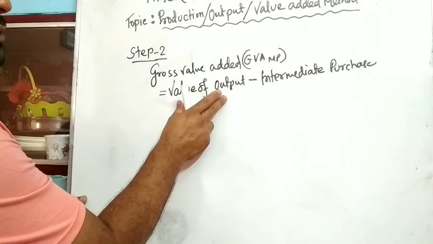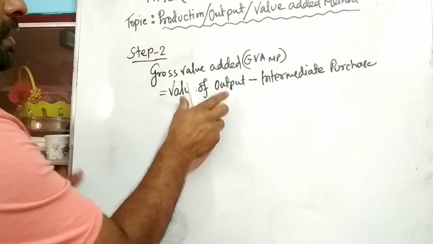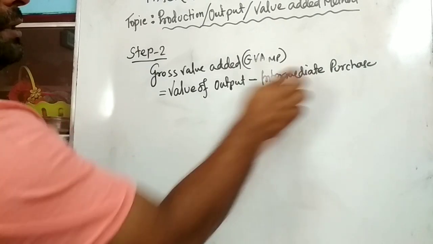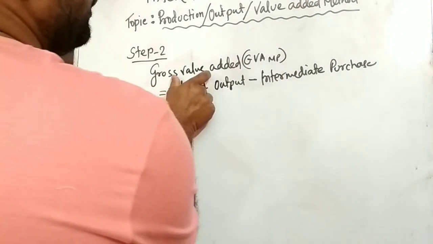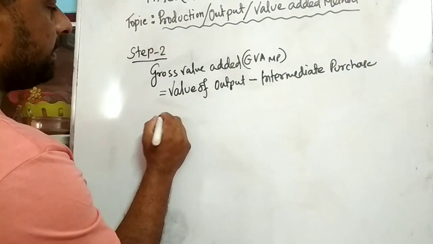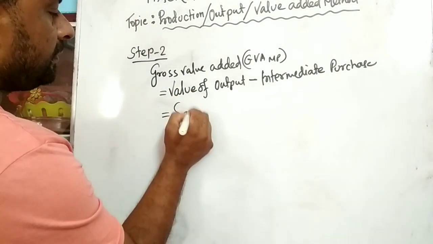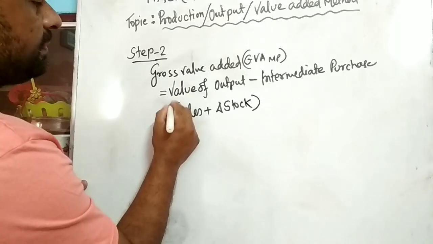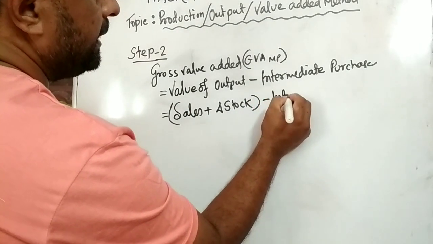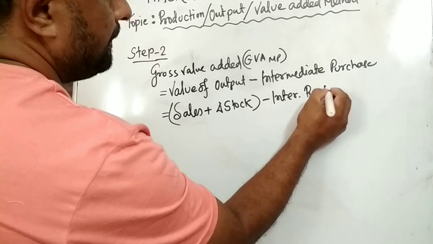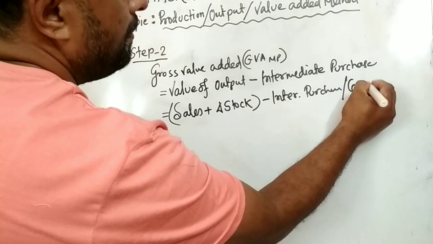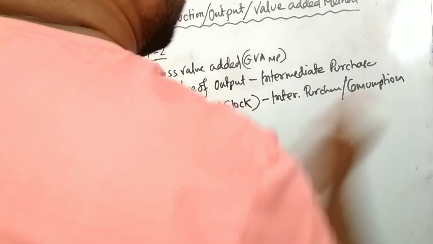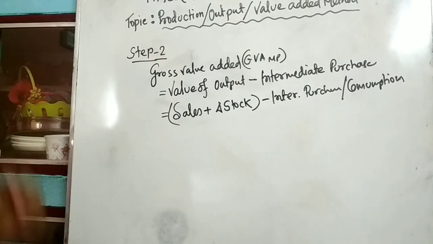So, how can we calculate the value of final goods? We have to find the value of output. Then we have to subtract the intermediate purchase or intermediate consumption. Then we will get the value of gross value added at market price. Now, value of output has two parts. One is sales, another is change in stock. So the formula of gross value added at market price is sales plus change in stock minus intermediate purchase or intermediate consumption.